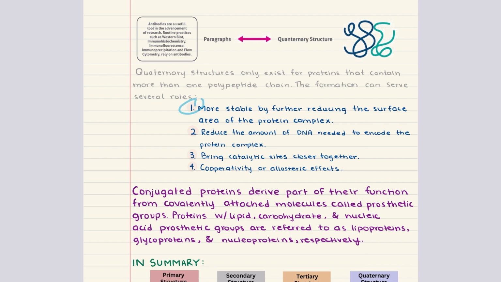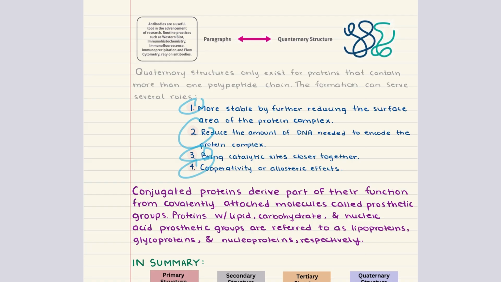First, it can enhance the stability of the overall protein complex. It can be genetically efficient, allowing a large complex to be built from smaller subunits, which reduces the total DNA sequence required. It can also improve catalytic efficiency, especially when bringing active sites into close proximity. And finally, it can enable cooperativity, where binding at one subunit affects the behavior of others, and this is especially important in proteins like hemoglobin.